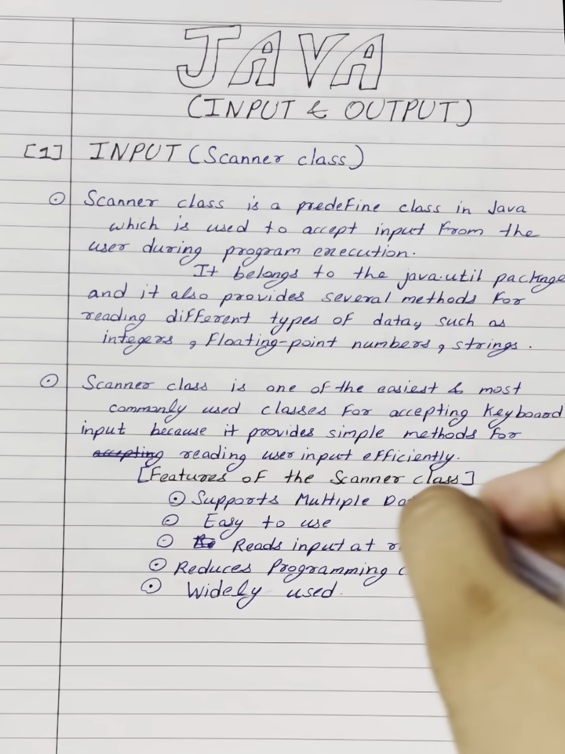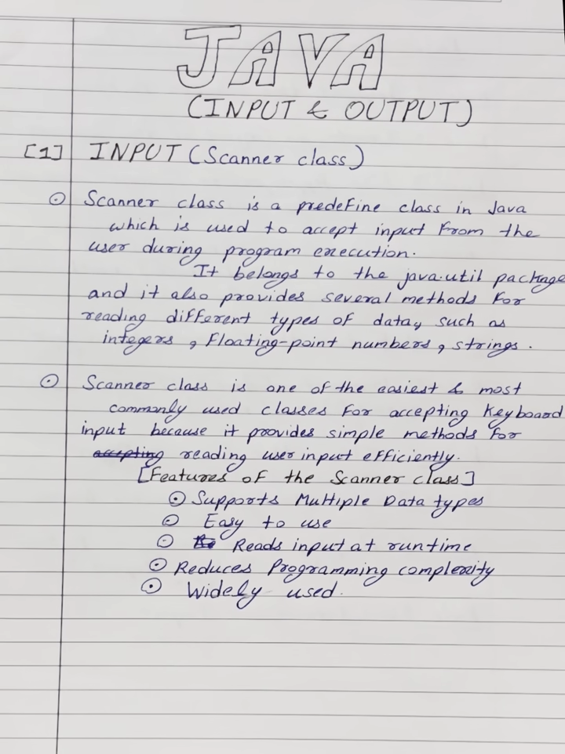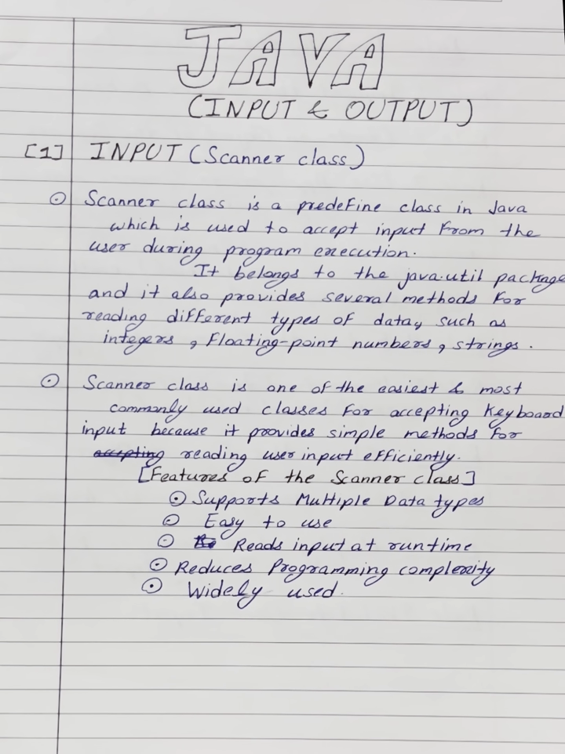And if we talk about supporting multiple data types, we can say that it can read various data types including string, int, float, double, long, short, byte, boolean, etc. And this gives a flexibility, and it also allows a single scanner object to read different kind of input. So now let's move to its rules.